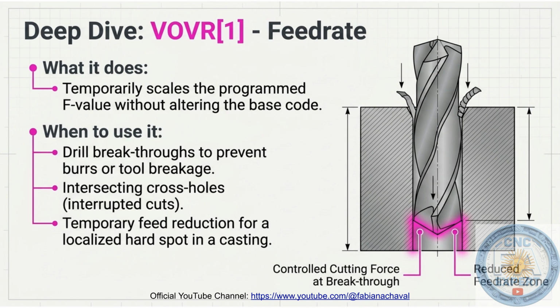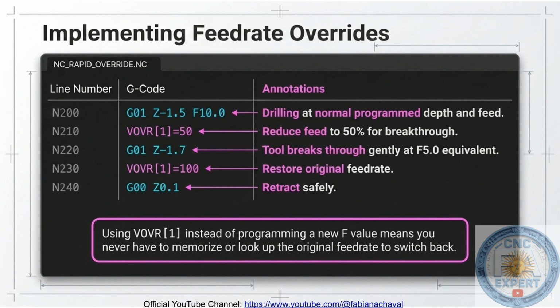VOVR1 scales your programmed F value without changing your base code. It's ideal for drill breakthroughs to prevent burrs, navigating intersecting crossholes, or handling a temporary hard spot in a casting. In this drilling example, we dropped the feed to 50% using VOVR1 equals 50 at N210, just before the tool breaks through the material at N220. Using this variable instead of a new F value means you never have to memorize the original feed rate to switch back. Simply set VOVR1 equals 100 at N230.